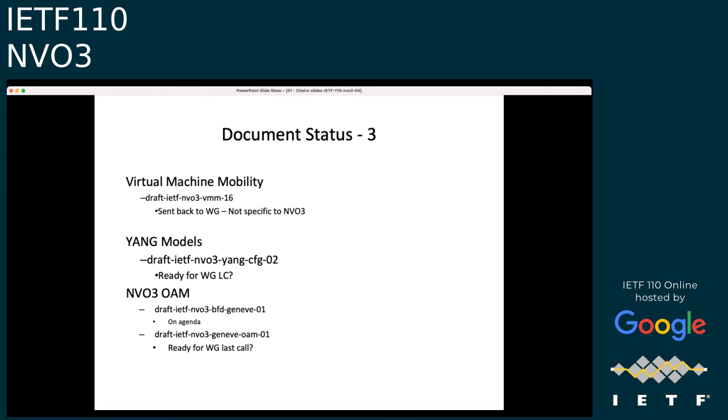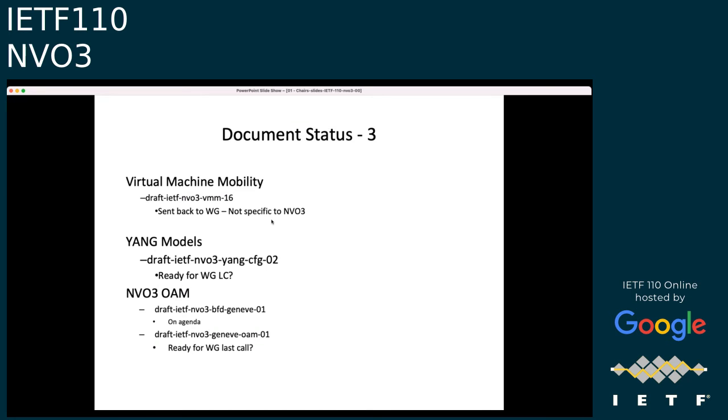YANG models. So we have a configuration model for NVO3. I believe there's also a YANG model for Geneve as well, which isn't listed on here. Sam, I think you were looking at shepherding these drafts. Do you want to say anything? Yes, that's correct. So I have received email from the authors yesterday. So I will have two action items for that. The first one is I will have to get review comments from YANG doctors, and I'll also try to prepare for issuing the last call. Okay, great. Thank you.